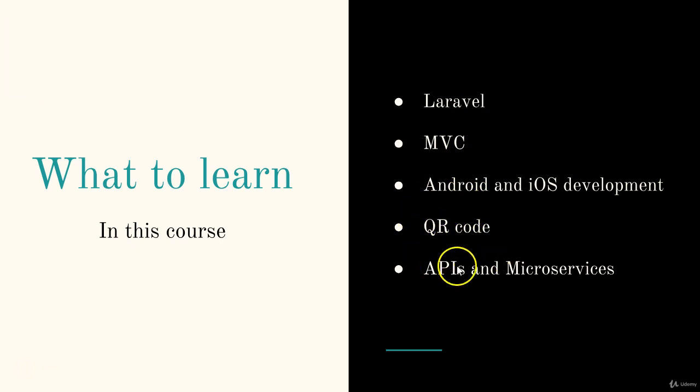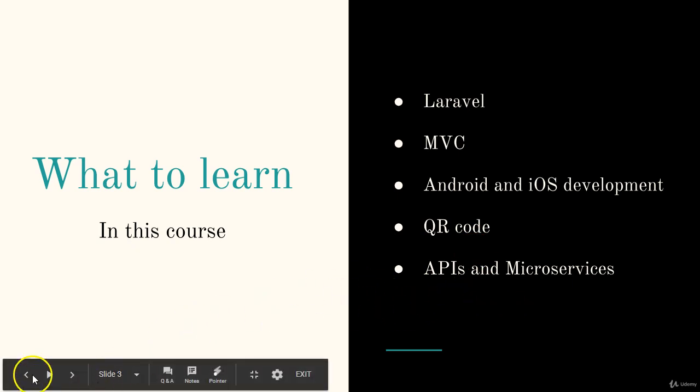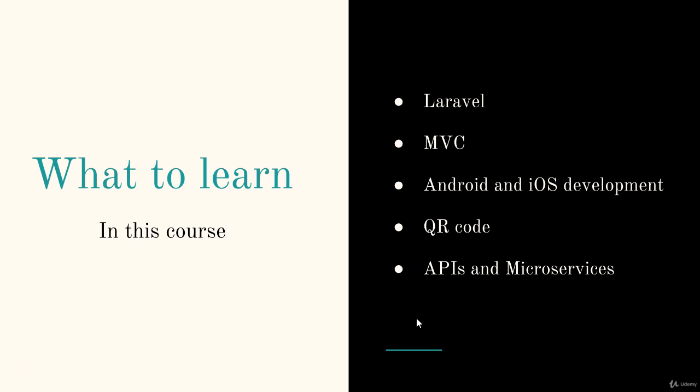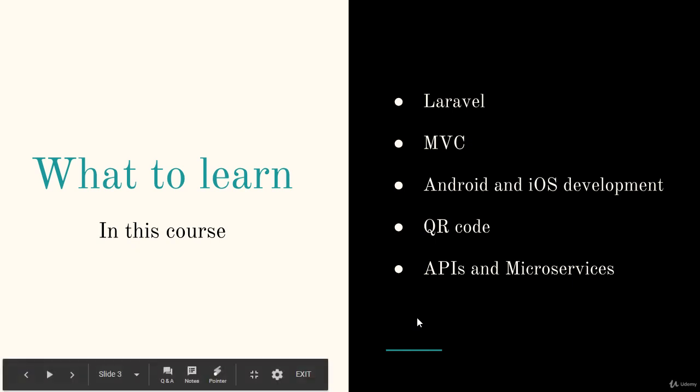this very important aspect of software development, QR code, you will learn how to integrate it into the web and use your phone to build an app that reads the QR code. You understand? It's very important when you're building payment systems. And then you also learn APIs and microservices. It's a very important aspect of web development.